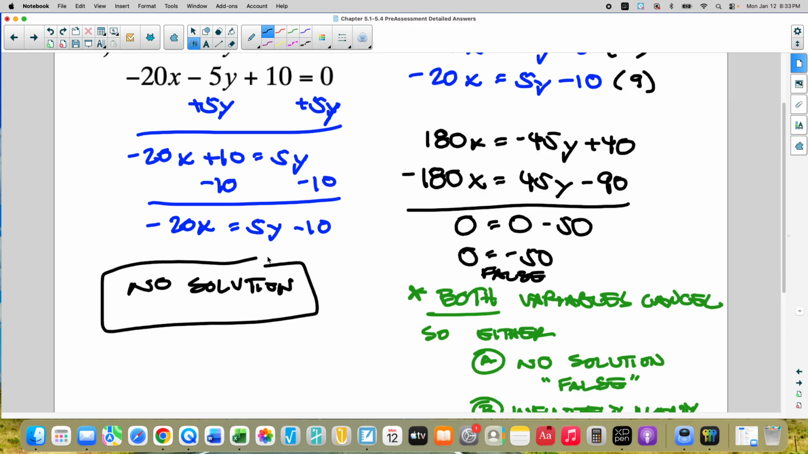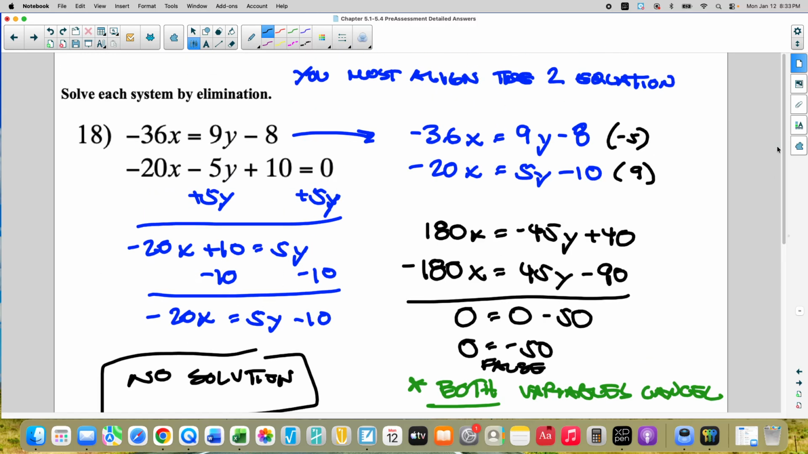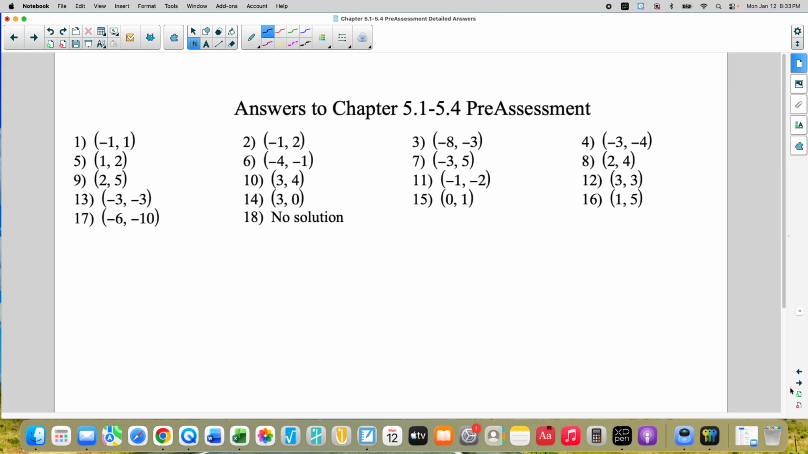That's a very unique situation, okay? When we used elimination and we eliminated both variables. All right, that's it. That was probably an hour to do 18 problems, explaining every single one of them and checking every single answer. So not bad.